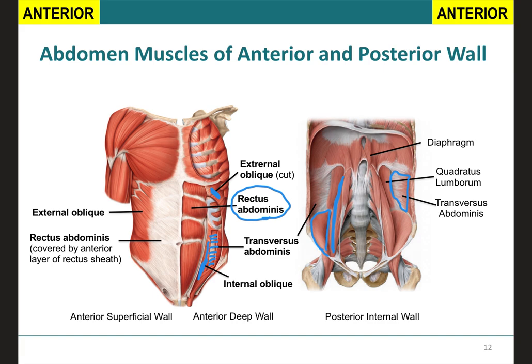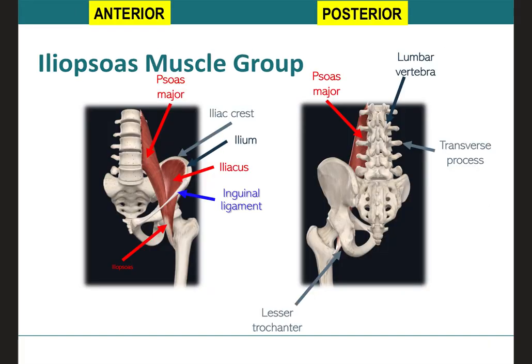And these two, once they pass the inguinal ligament, will become the iliopsoas muscle that will then insert onto the femur. Again, another image of the iliopsoas muscle group, the psoas major, the iliacus. After they pass the inguinal ligament, they become the iliopsoas muscle. And guess where they will insert? On the lesser trochanter of the femur.